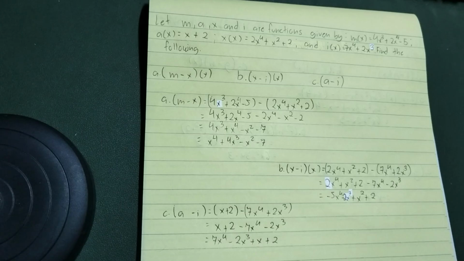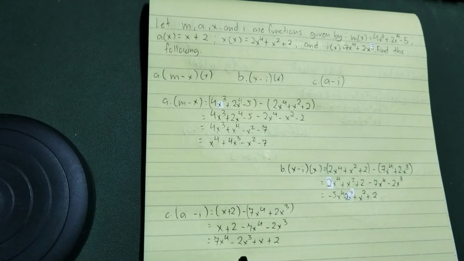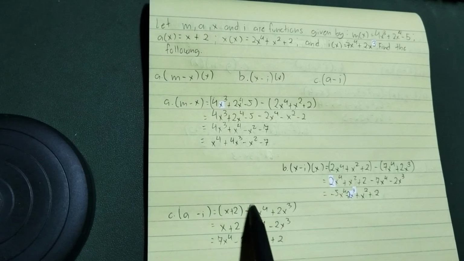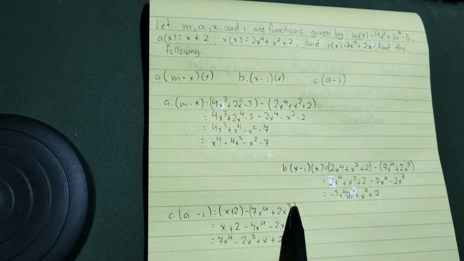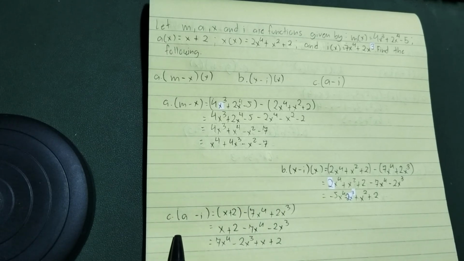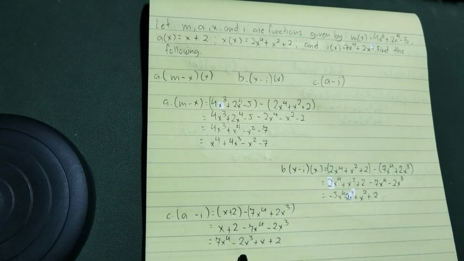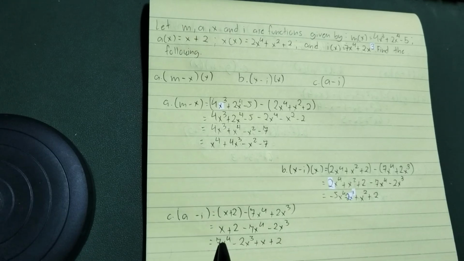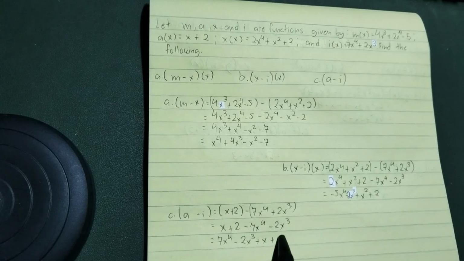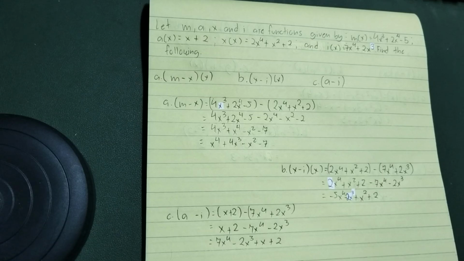Then next we have c, which is a minus I. Again, substitute the values. That will give us x plus 2, which is the value of a, and then 7x raised to 4 plus 2x raised to 3, which is the value of I. And then that's it. We just have to arrange it from highest degree to lowest. That will give us 7x raised to 4 minus 2x raised to 3 plus x plus 2. We didn't change anything, we just changed the arrangement. That's it.